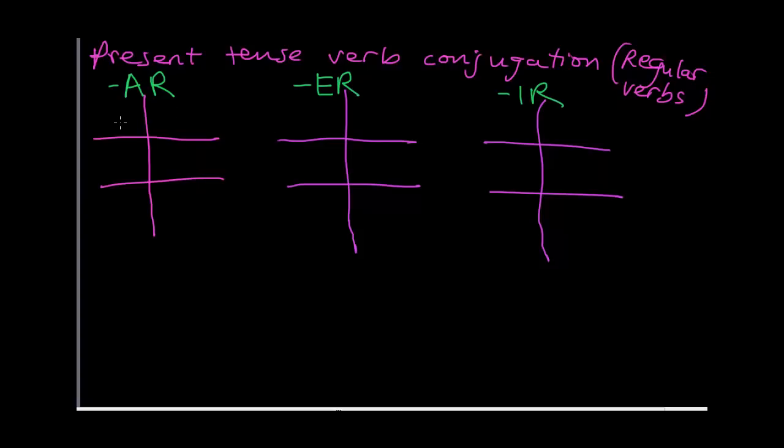So the endings for verbos A-R in the yo form is o. The ending is o. In the tú form, a, s. As is the ending. In the él, ella, usted form, a. Él, ella, y usted. Amos, A-M-O-S, amos is for nosotros. For vosotros, A, I, S, and there's an accent over the A, áis, y an for the ellos form.